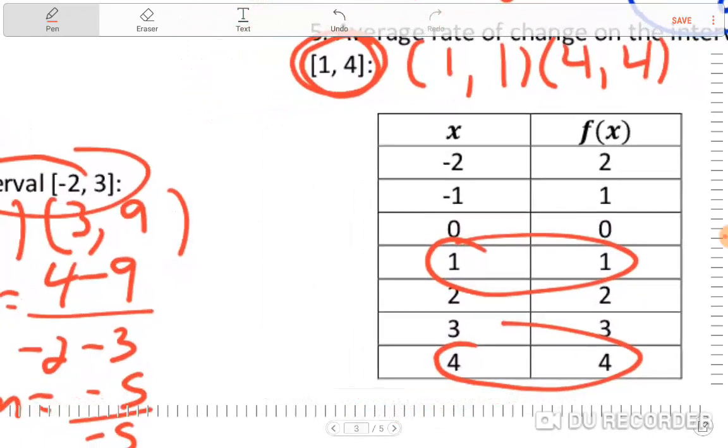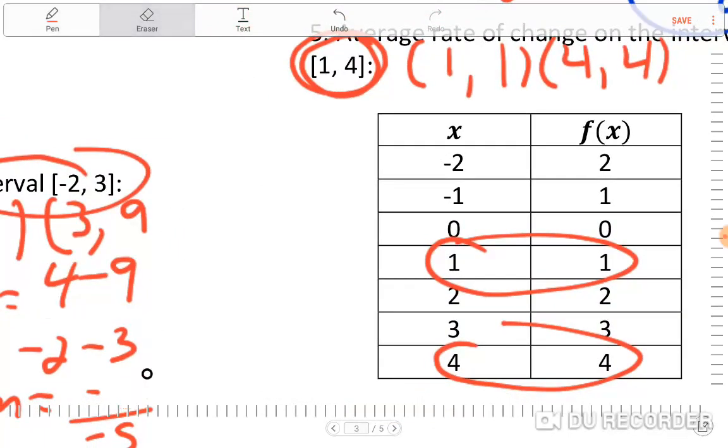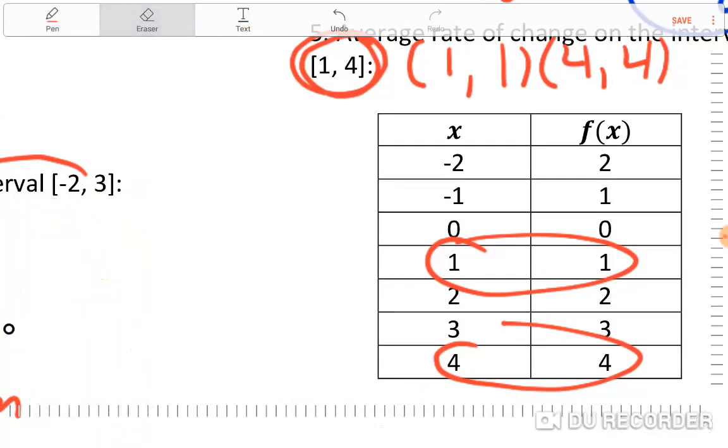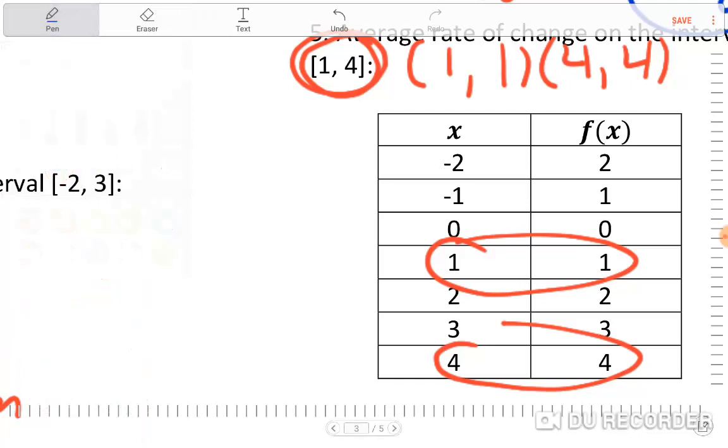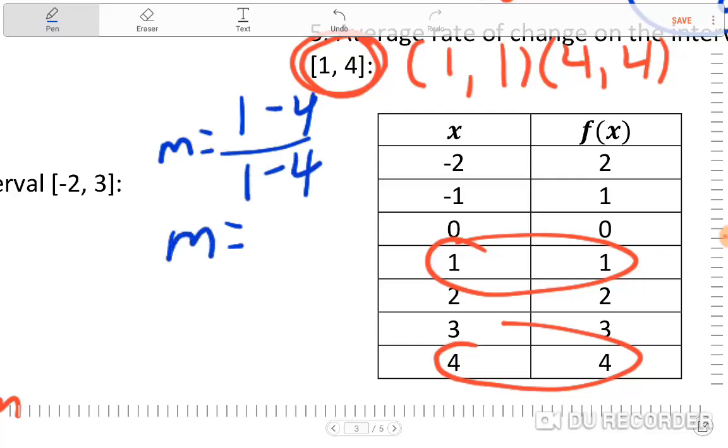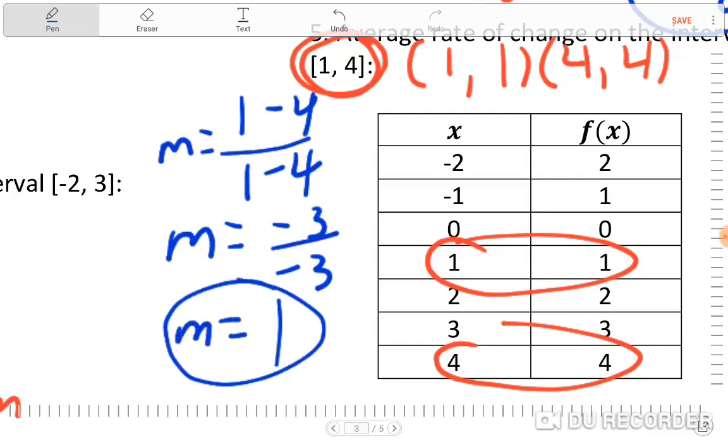So you can plug that into the slope formula. Let's just do this here on the left. Let me get rid of this stuff here. So for number 5, slope is 1 minus 4 over 1 minus 4. You should already know that anything divided by itself is 1, but we can confirm that by saying negative 3 over negative 3 is indeed 1. That is my average rate of change. On a Google form, just make sure you enter just the 1.